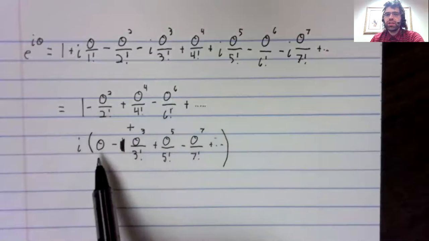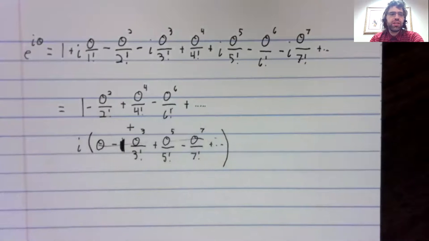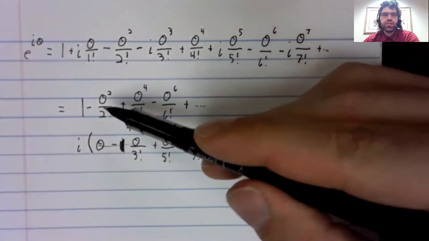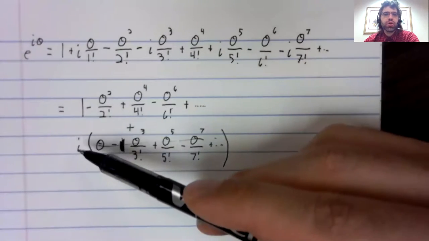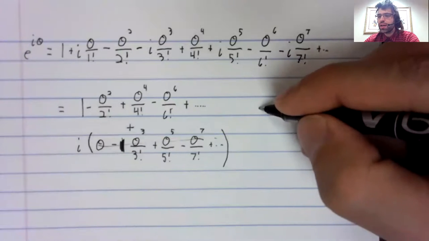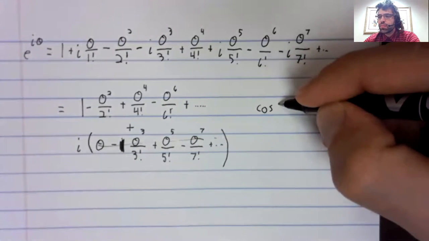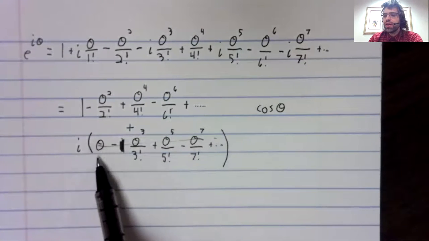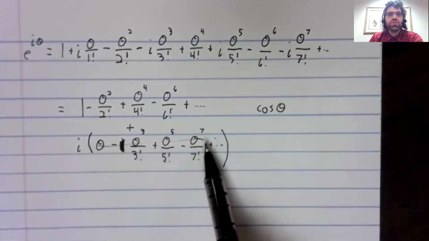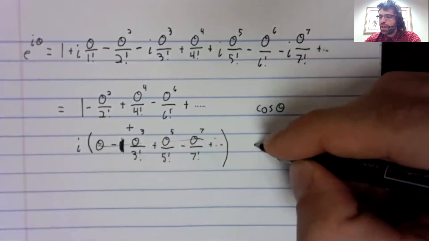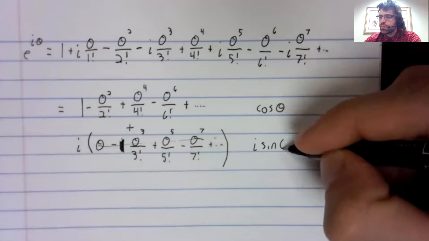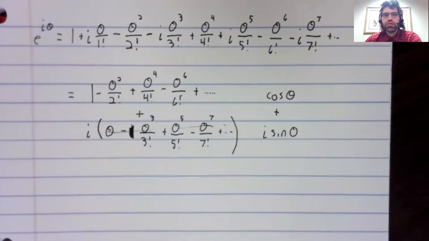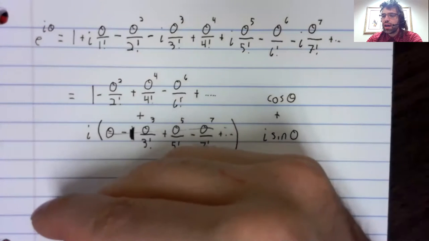And this infinite series and this infinite series are Maclaurin series that we have seen before. This infinite series, the terms that aren't being multiplied by i, are the Maclaurin series of the cosine. This infinite series, the terms that are being multiplied by i, are the Maclaurin series of the sine.